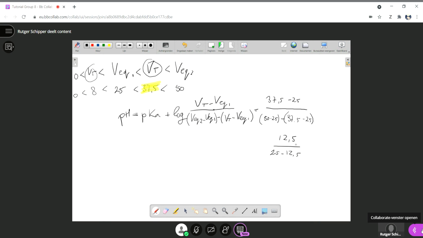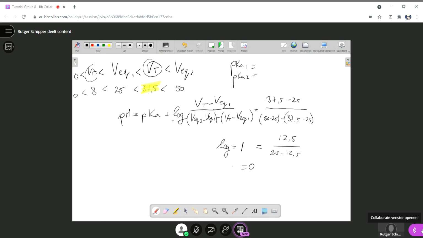So what was so extraordinary about this part? What was so extraordinary is that the answer to this part is 1. So the log value of 1 is 0. Right? So it's the pKa plus 0 is equal to the pH. So what's different now then? What pKa value do we use? Do we use the pKa value 1 or do we use the pKa value 2?